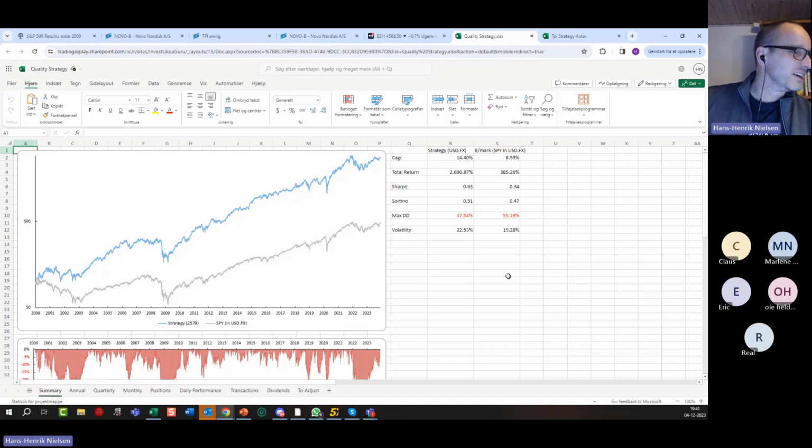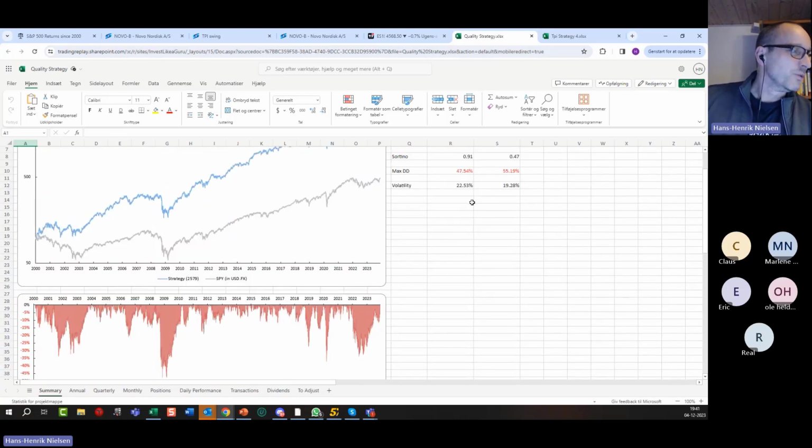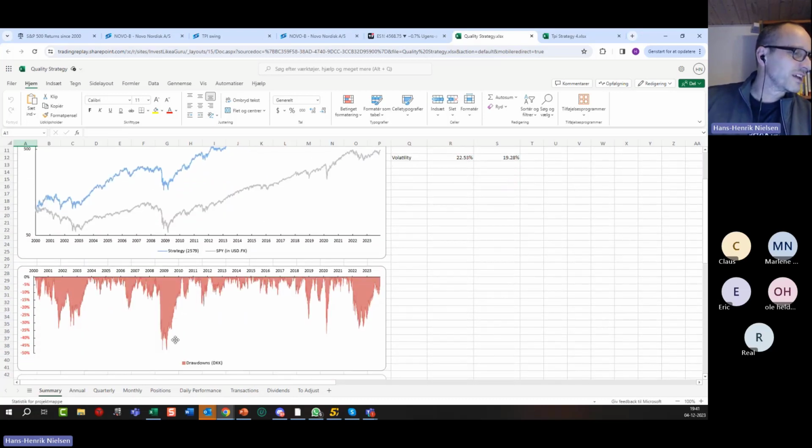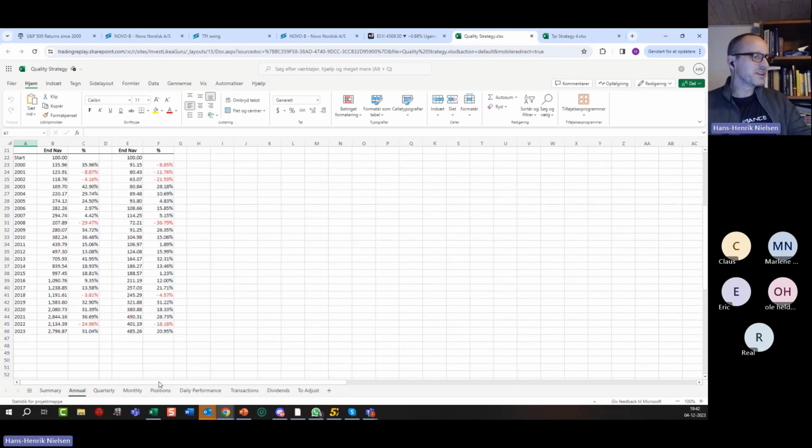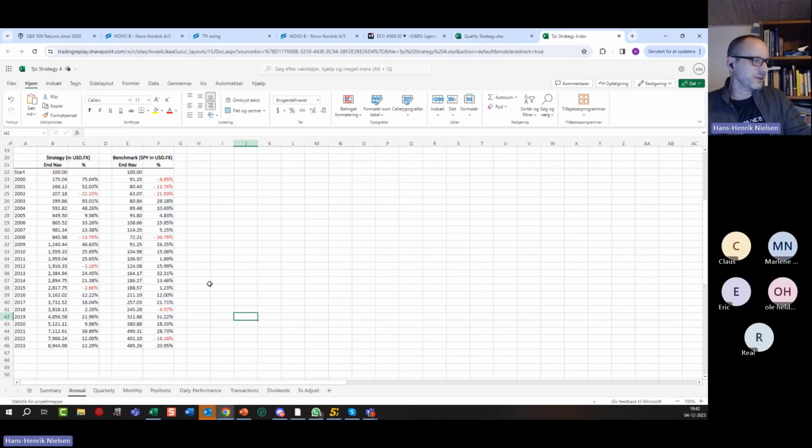But what we can see here is the exact same thing. We do have, of course, in the middle of the financial crisis, the big dip here. We also have one back in 2002 and 3, and we have some as well in 19, 20, and right now here. Looking at the annuals here, we can see that last year, if we compare the two, actually, that could be kind of fun.